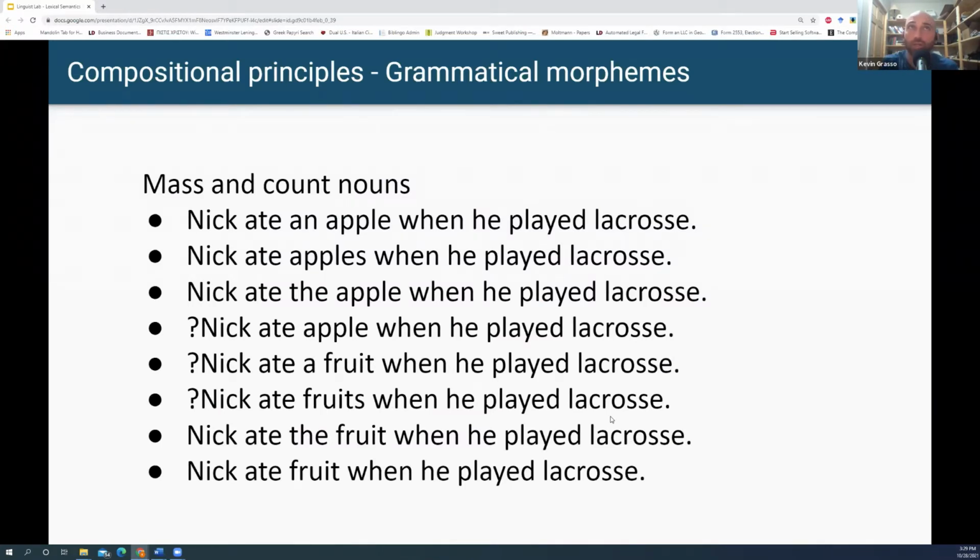So compositional principles, basically what I mean by this is just that words are going to combine with grammatical morphemes in different ways, right? And then that's going to have consequences for how we interpret these words.